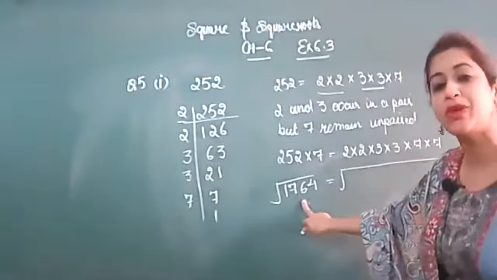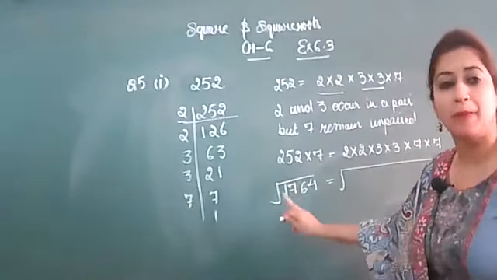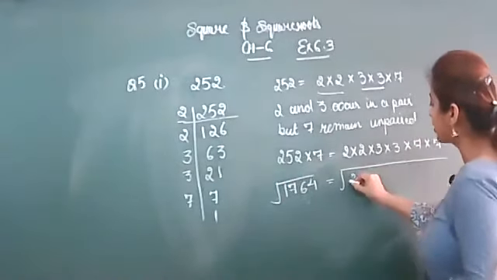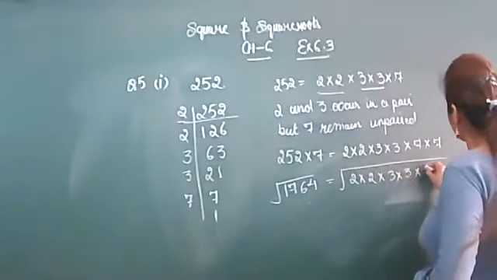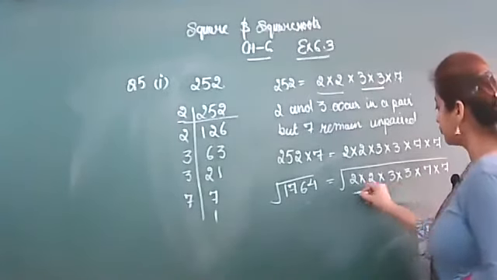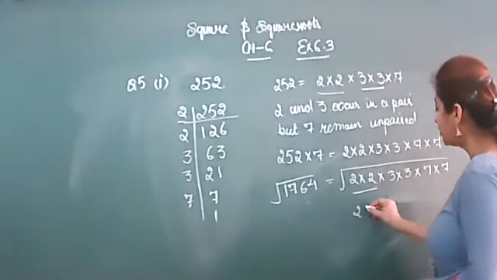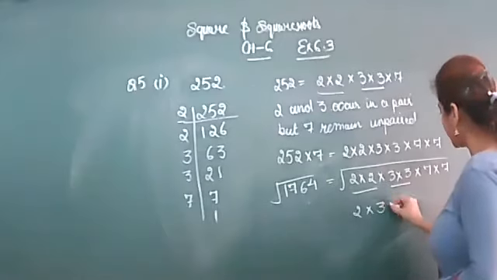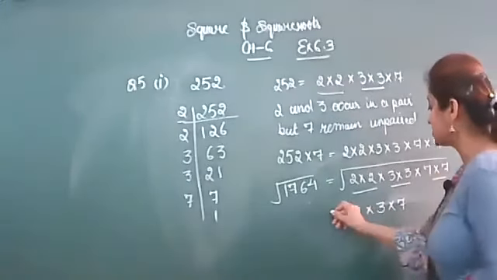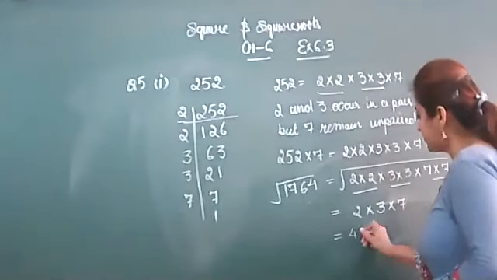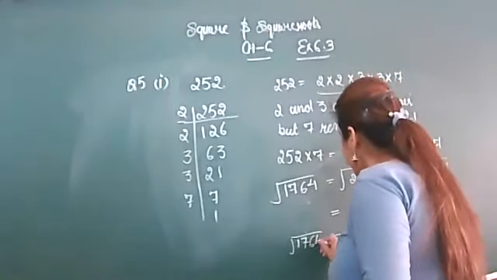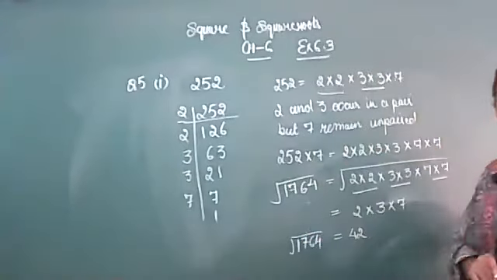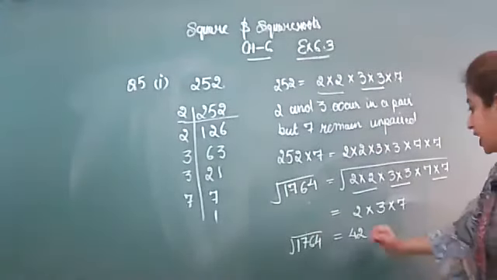We are finding the square root of this number because it is a perfect square number. So you will put the square root symbol on both sides so that you can get the square root of this number. From this pair, you will get 2 out. From this pair, you will have 3. And from this, you will have 7. So the answer is 42. So the square root of 1764 is 42. Any doubt?